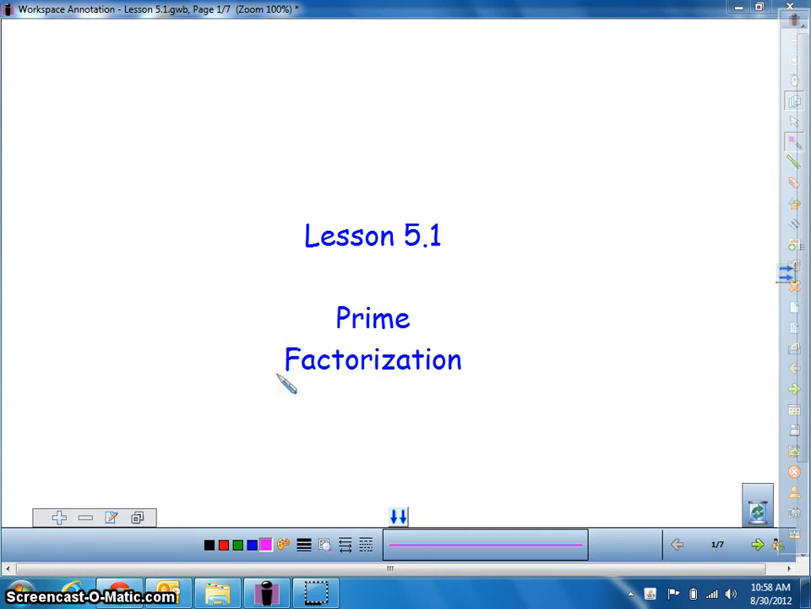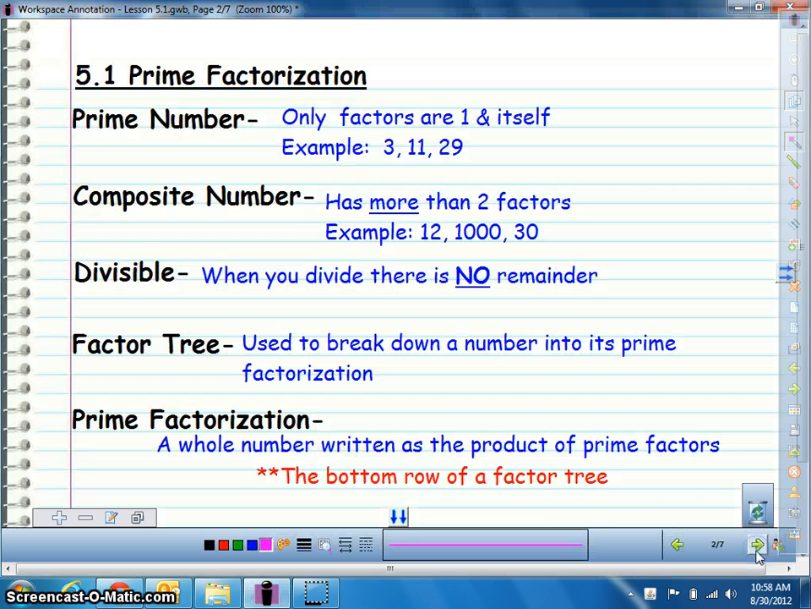Today's lesson is coming from chapter 5, lesson 1 in our book. It's on prime factorization. So let's go ahead and get started here. We've got some vocabulary to review.